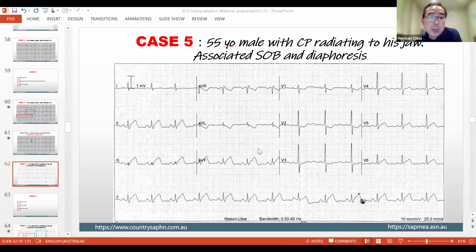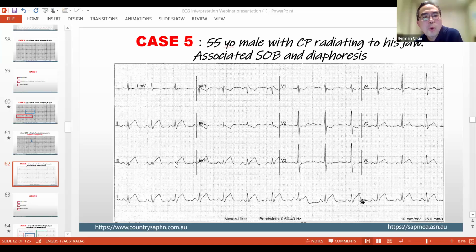The most obvious one, that most of you have picked up, is the inferior change, right? There is some ST elevation, probably 1 millimeter, with bulky hyperacute T waves, so the diagnosis is clinched: inferior. I apologize that you can't click all of them simultaneously, but this is just for the purpose of this exercise.